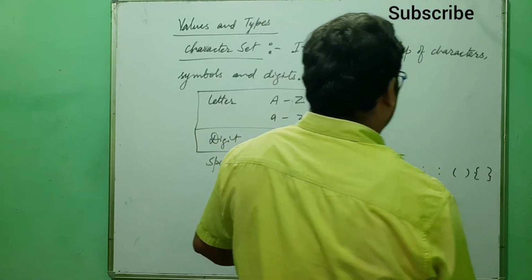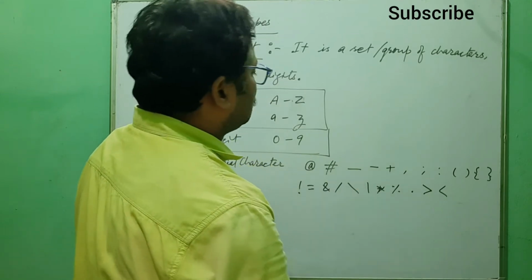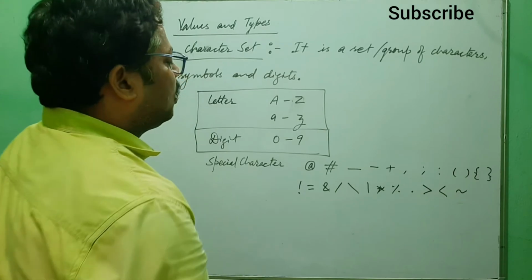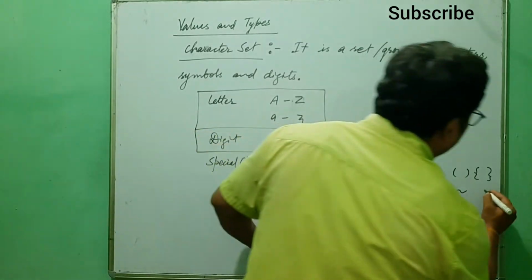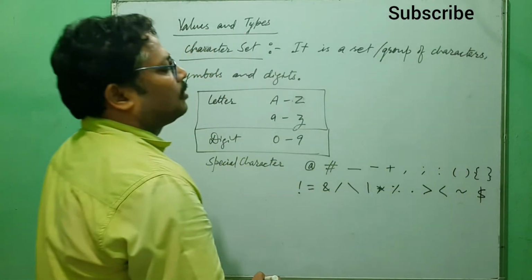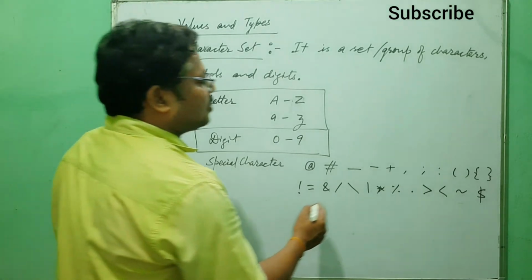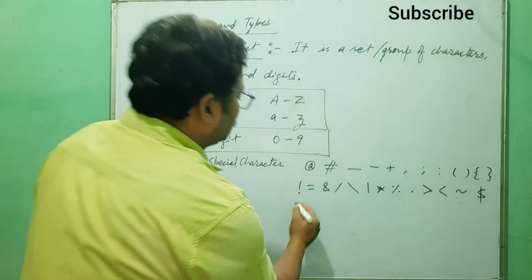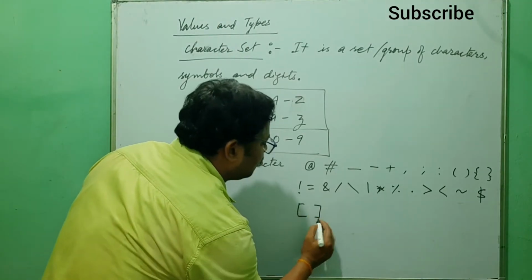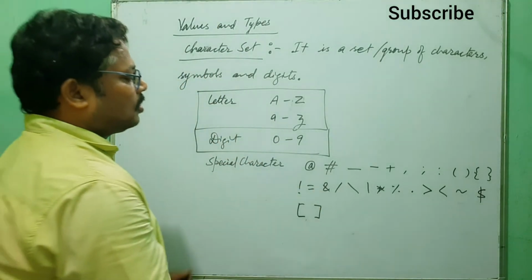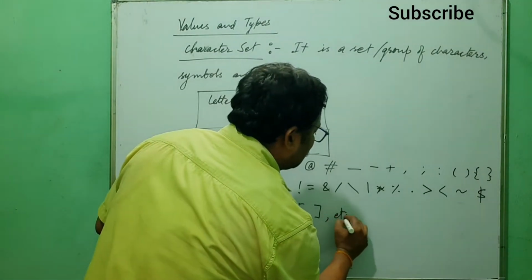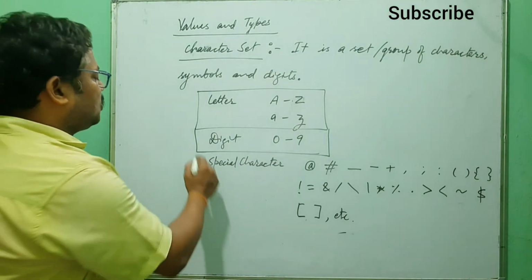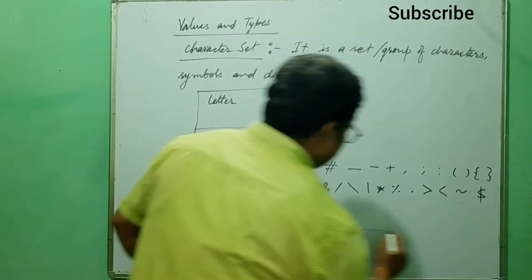These all characters and symbols we are using. We are using tilde also. Any more left? Yes, dollar also. Any more left? Slash, backslash, all characters, semicolon, asterisk symbol, brackets. Yes, this bracket also. These are all the symbols that we are using. That means special characters we are using.